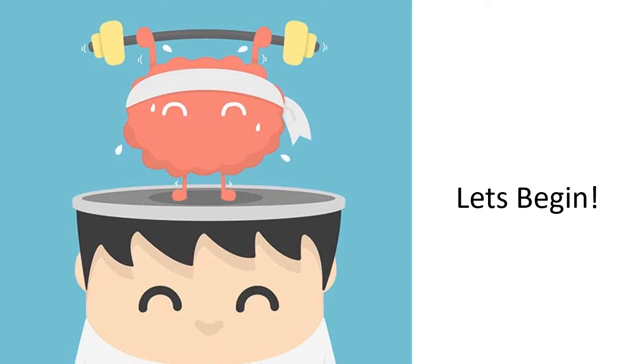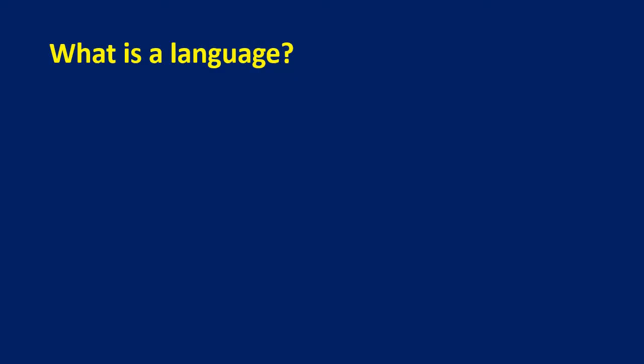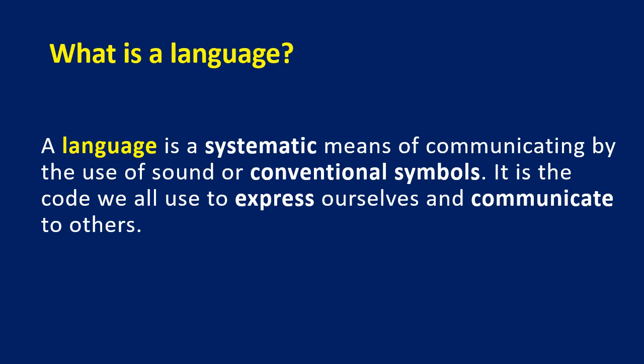So of course, mathematics allow us to think analytically. So all these aspects tell us that in order to progress with the help of mathematics, we need to get a good grasp of the mathematical language. Okay, first, what is a language? A language is a systematic means of communicating by the use of sound or conventional symbols. So as you can see there, you also have symbols. It is a code. It is the code we all use to express ourselves and communicate with others.